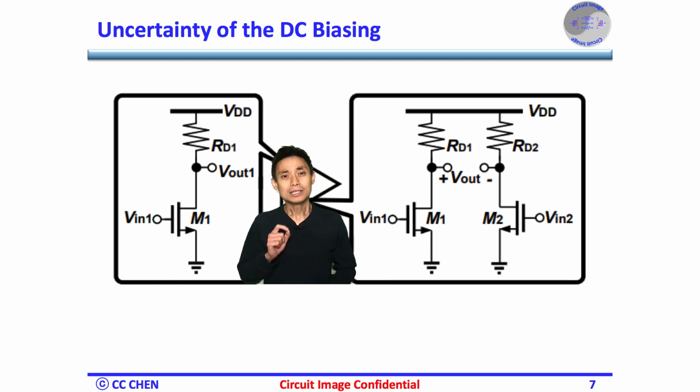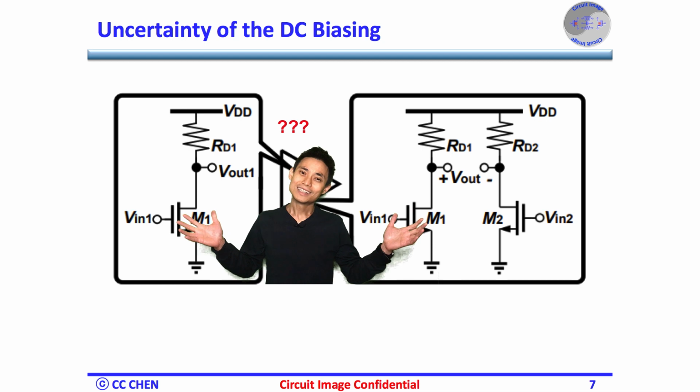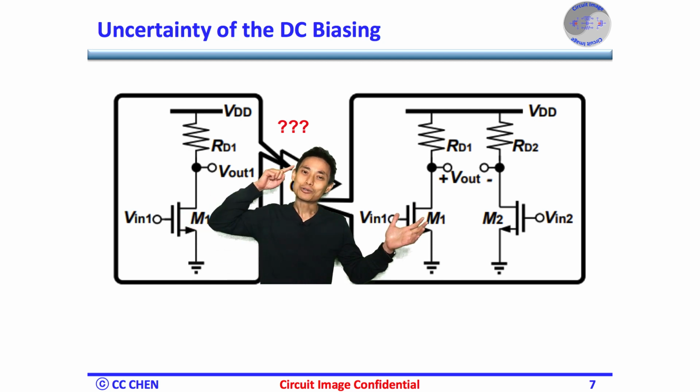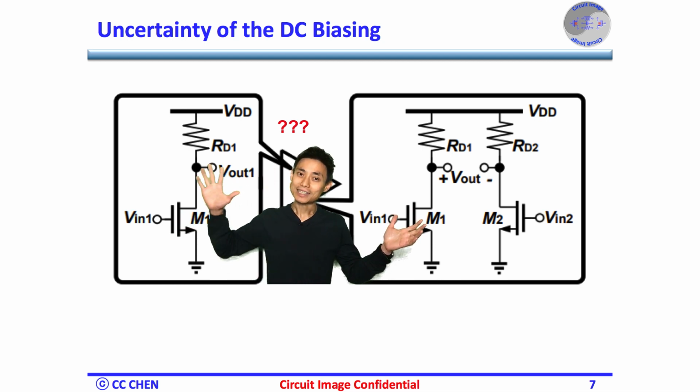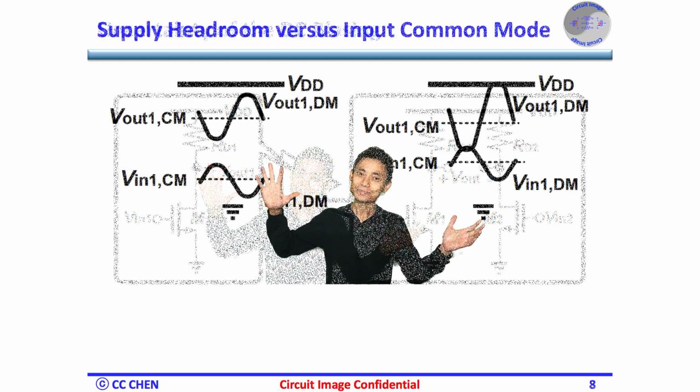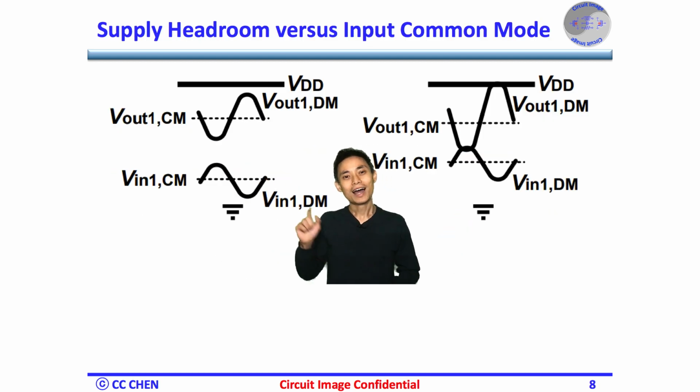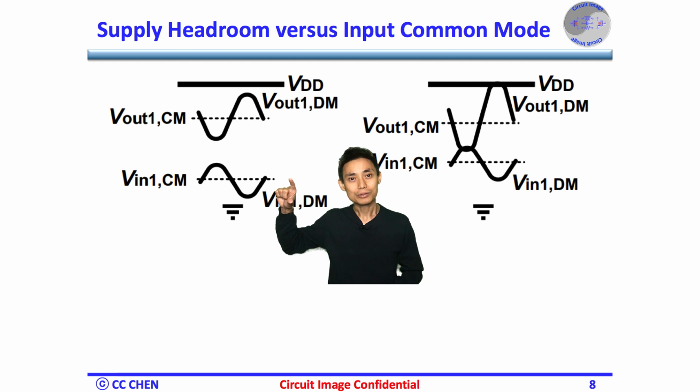Would this DC level dependency between the input and output cause any signal distortion issue? Think about your image for 5 seconds. Right. Under the limited supply level, the input DC level plus AC swing must be within a certain range to maintain a valid amplifier application.